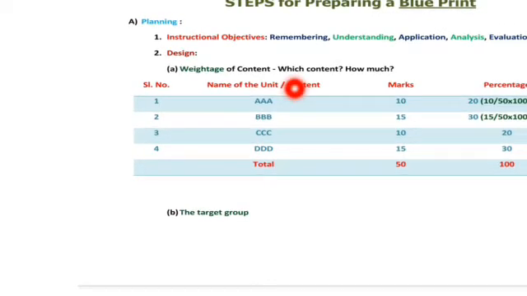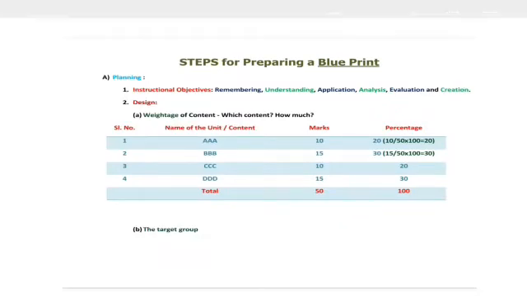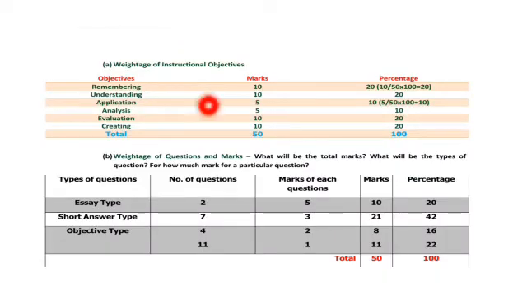Next, you have to decide for how much, whether it is for 20 marks, 15 marks and so forth. So for how much, and what are the units that you are going to cover, and how much marks you will be allotting for the specific unit. Then next is the objectives.